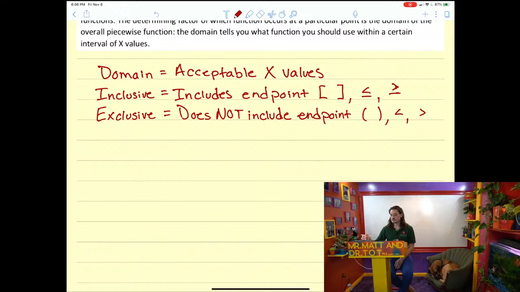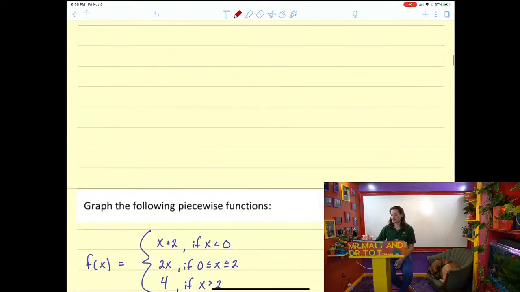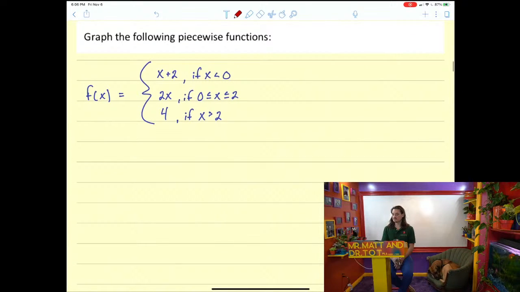Okay, if you have any questions, then please let me know. Otherwise, I'd like to look at a few examples. So I'm going to give you 3 minutes. I'd like you to graph the following piecewise function. And I'll keep track of time in the upper right-hand corner. At about a minute and a half in, I'll start to graph it as well.